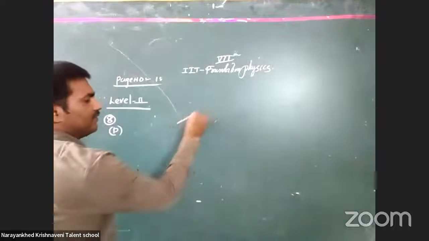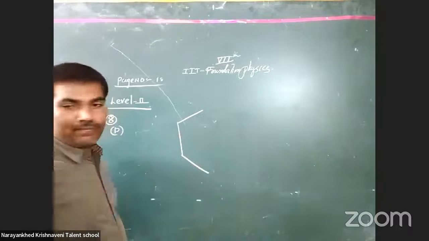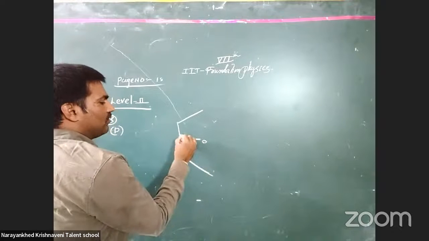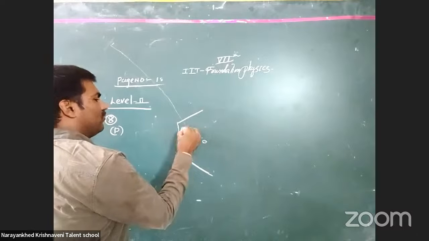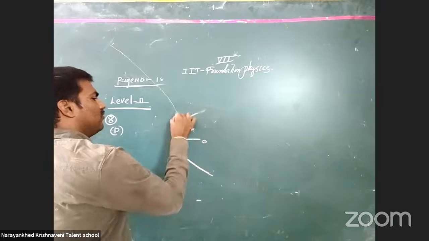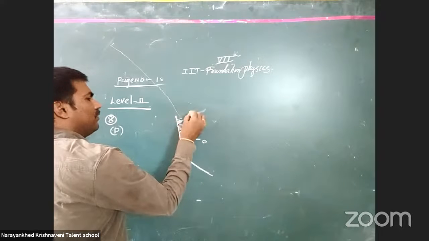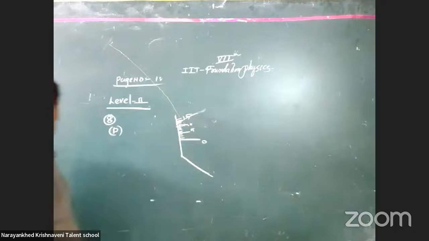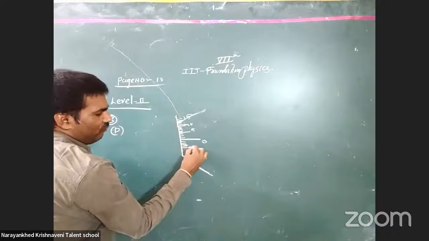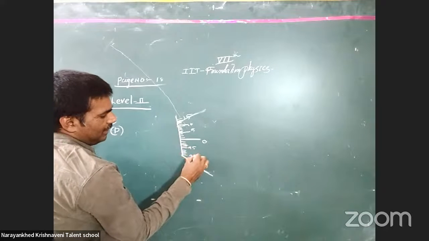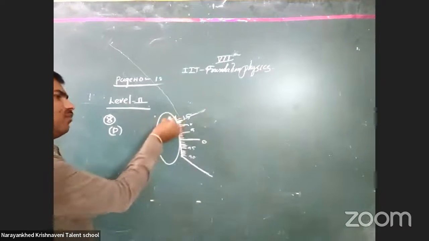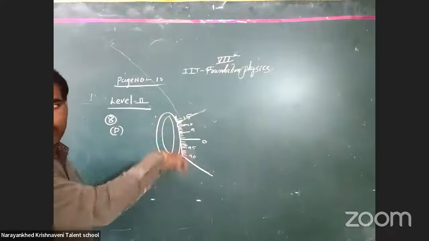Suppose this is the main scale, and this is the head scale. On the head scale, it is the 0th division. Above the 0, what values are there? It is 5, then 10, then 15, like that. Below it, the values are 95, then 90. Clear or not, all the students? One round is there. In this round, 100 divisions are there.